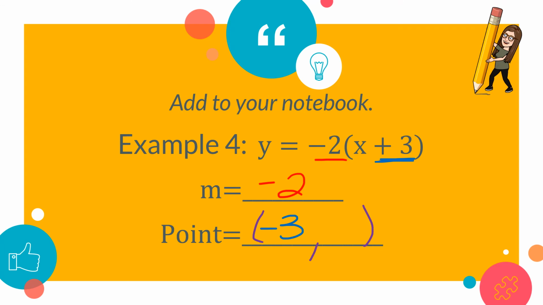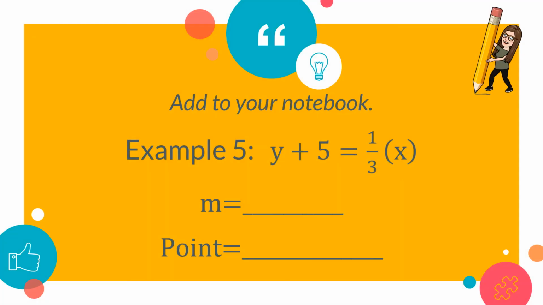My y value, though, there's nothing being added or subtracted. So what number could I add or subtract that wouldn't change it? I could make it a 0. So my point is negative 3, 0. So if you're missing a value, think, what can I add or subtract? A 0.